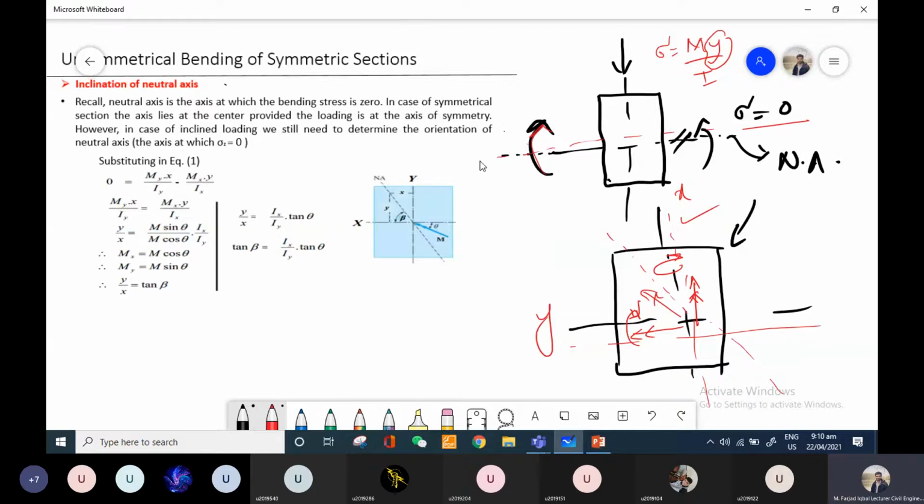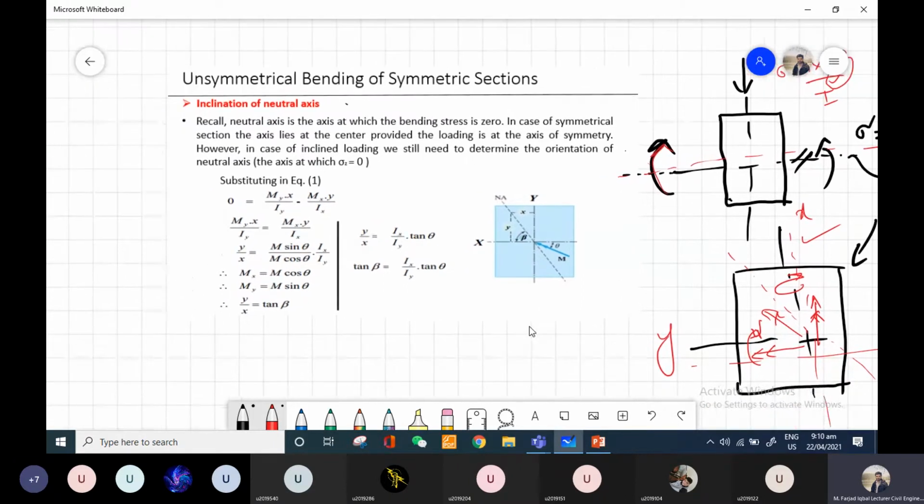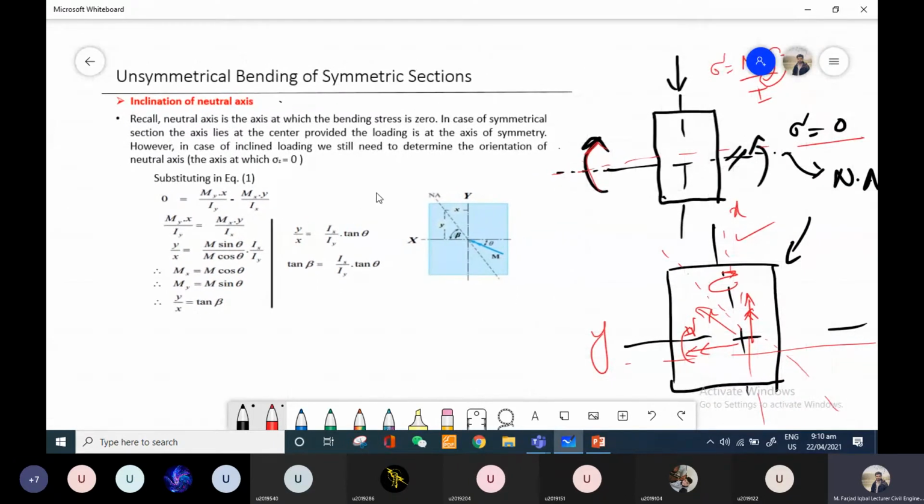For that, we developed a simple derivation in which we use the same concept, that on the neutral axis the stresses are zero. And if you remember, in the previous class we developed this particular equation for the resultant stress, right? Now in this equation, if you look clearly, this is the equation for sigma z, and these are the two stresses due to the two moments Mx and My.